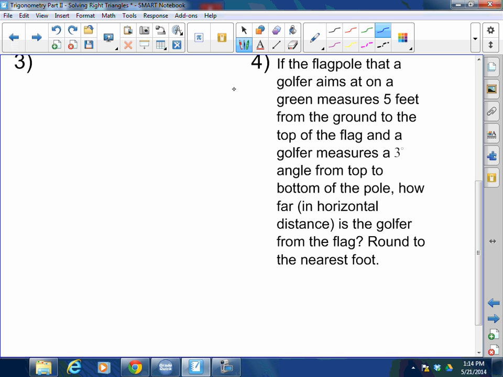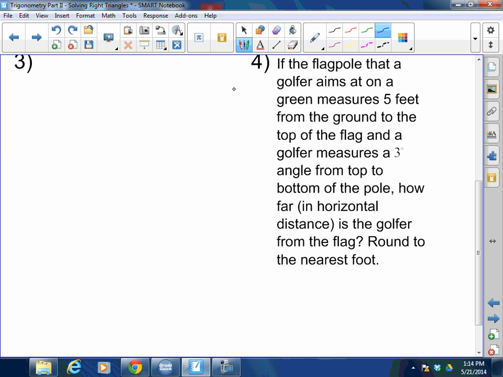Okay, thank you. If the flagpole that a golfer aims at on a green measures 5 feet from the ground to the top of the flag, and a golfer measures a 3-degree angle from the top to the bottom of the pole, how far in horizontal distance is the golfer from the flag? This is actually the best kind of word problem because you can draw it out.